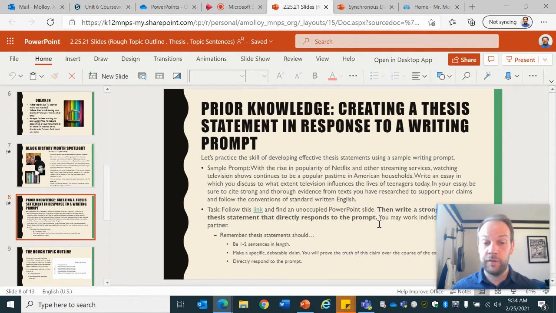First, we wrote a strong and specific thesis statement that directly responded to the prompt. Remember that thesis statements should only be about 1 to 2 sentences in length, no more, otherwise you've got a thesis paragraph, right? They should make a specific debatable claim, and you're going to prove the truth of that claim over the rest of your essay. And then lastly, a thesis statement should respond directly to the writing prompt.